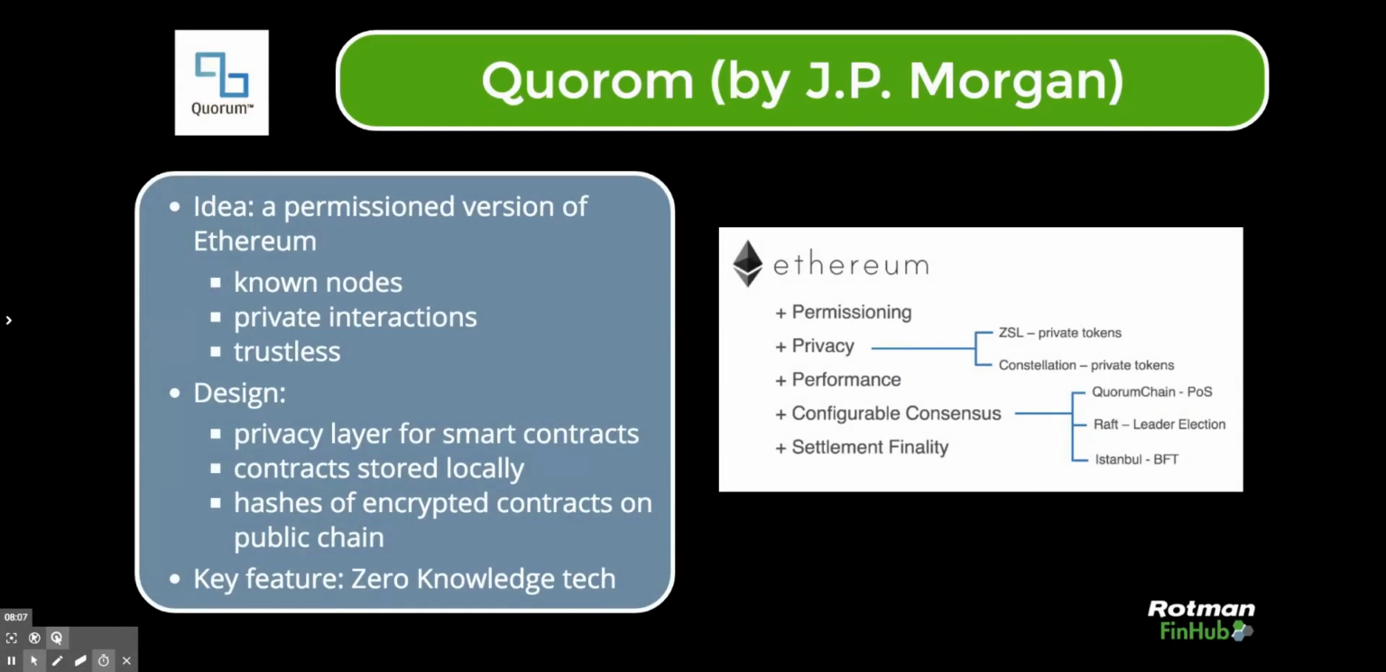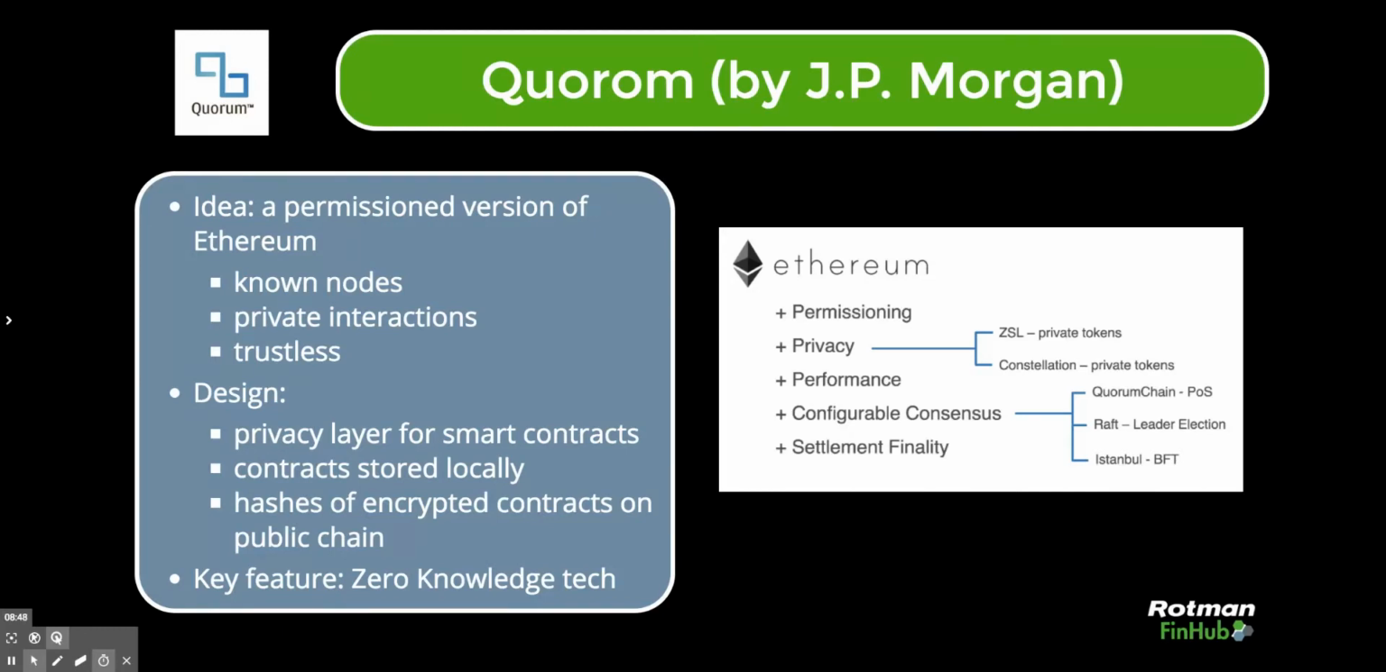The next example is Quorum, which was initiated by JP Morgan. The idea of the Quorum network is that it builds on top of the Ethereum blockchain. It builds a private blockchain on top of the Ethereum blockchain where interactions are restricted to known nodes. So if you remember the first point I brought up earlier of the concerns about blockchains, that it's not enterprise ready, the nodes are not known. All of these nodes in this network would be known. The interactions between different parties are private. They are trustless in the way this network is being organized.